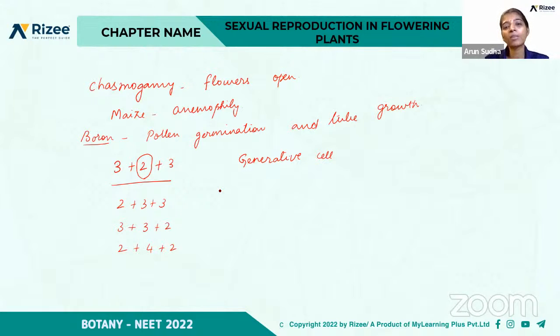Tomorrow we'll see the other post-fertilization structures like seed and fruit, and also other features like apomixis and polyembryony. By tomorrow we'll finish this chapter, sexual reproduction in flowering plants, right? Are you clear with it till now? We saw pre-fertilization, then fertilization, and under post-fertilization, endosperm and embryo. So go through this, and if you have any doubts, we can discuss tomorrow also. Clear till now? Okay then, thank you.